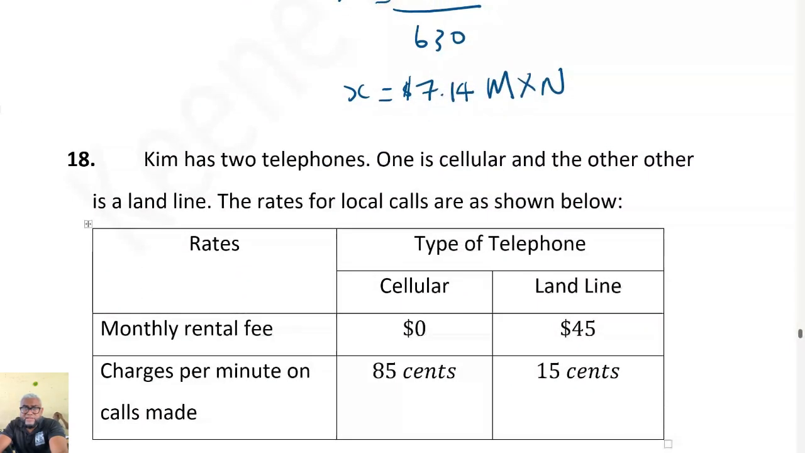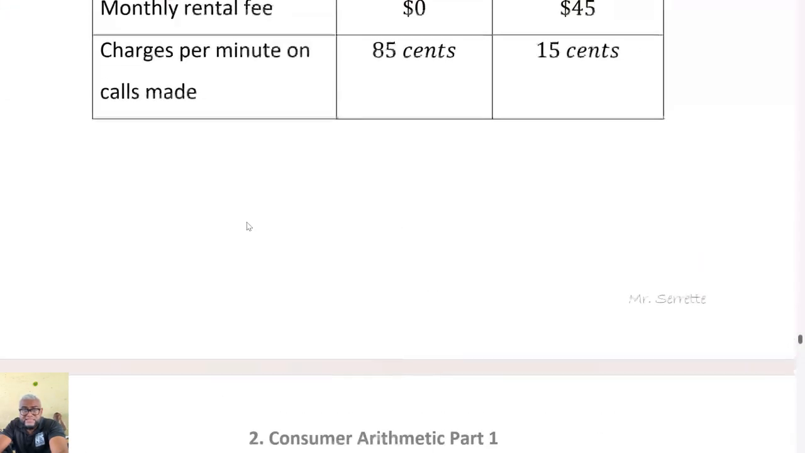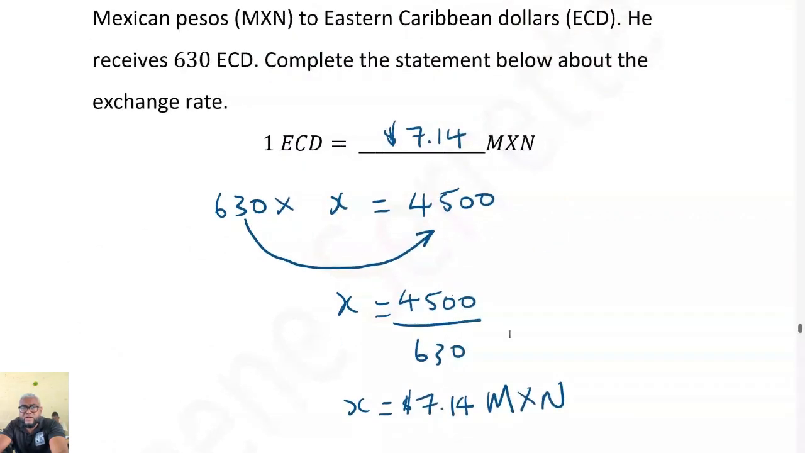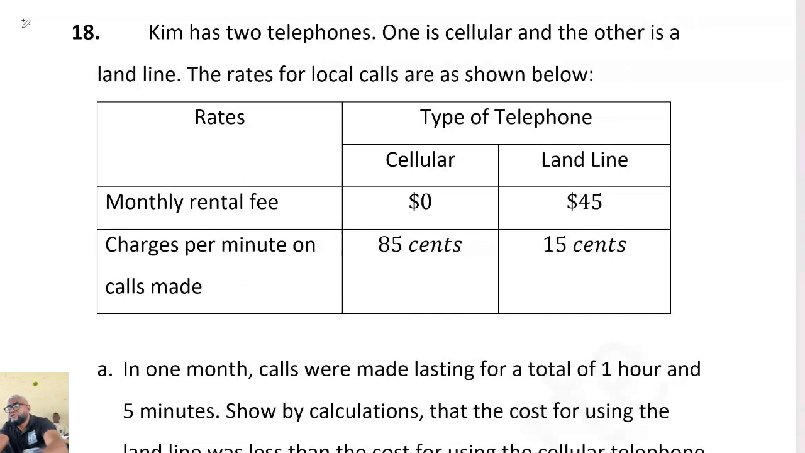But we roll it into some questions here, kind of similar to conversion, but they're dealing with cellular phones. We have one cellular phone question here. Copy this down. Let's go. Kim has 2 telephones. One is a cellular and the other is a landline. So a landline is basically like a house phone, connected to a cord, right?